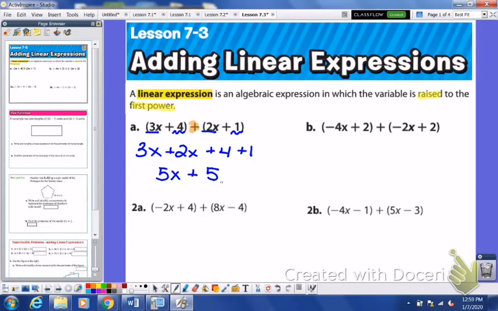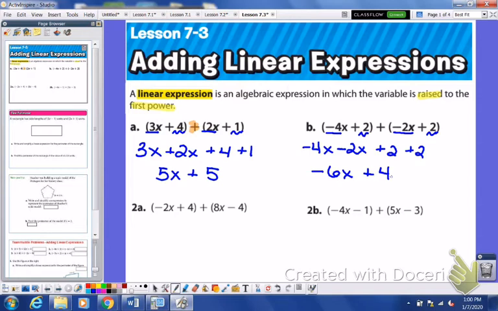Alright, if we look at part B, we have the quantity of 4x plus 2 plus the quantity of negative 2x plus 2. Again, because we are adding, we can rewrite this so that our like terms, our x's, and our constants are next to each other. So 4x minus 2x, you could also write that as plus a negative 2x, plus 2 plus 2. So 4x minus 2x, or 4x plus negative 2x would give us a 6x plus 2 plus 2 gives us 4, so 6x plus 4.